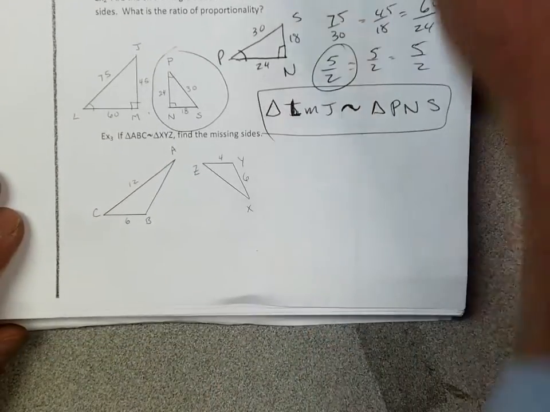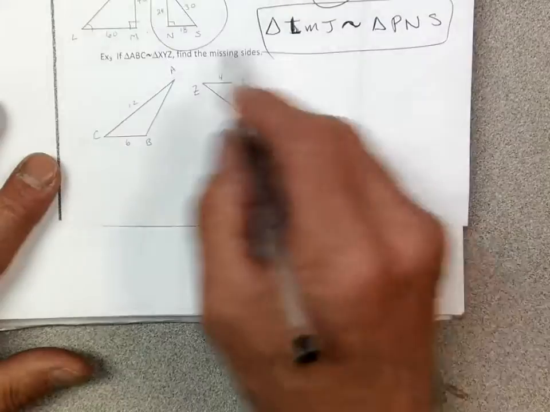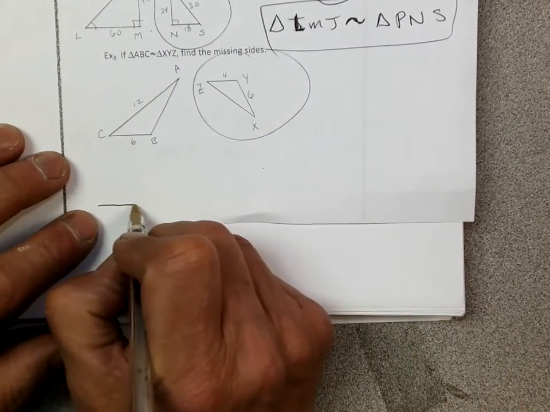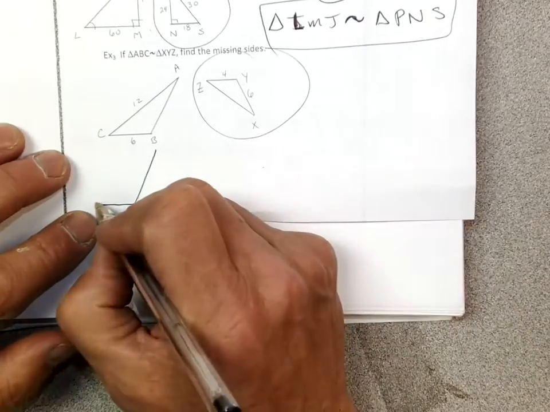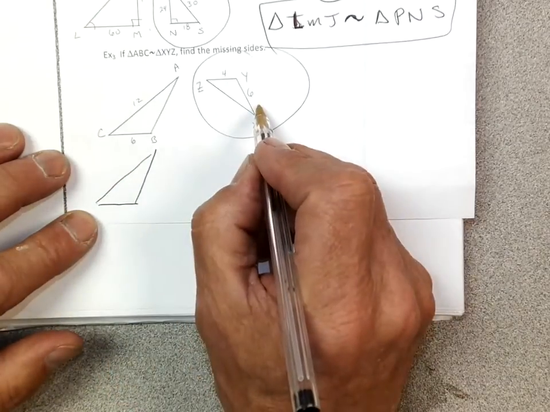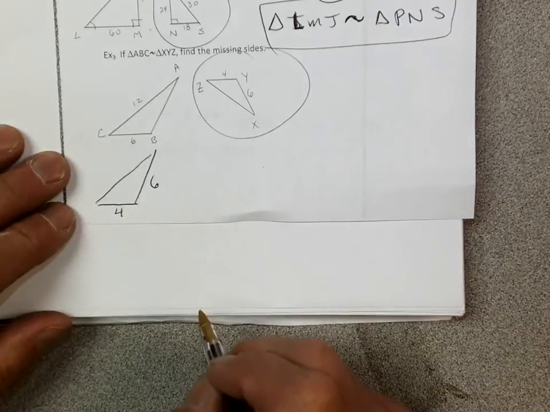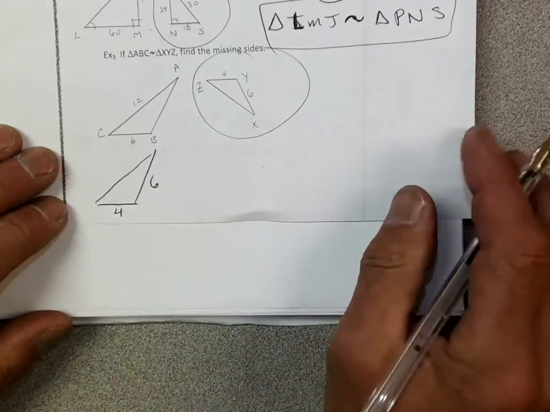Okay, example 3. Find the missing side. First of all, let me turn this one around because it's kind of confusing. But I'm going to write it right down here so I can see it, okay? So the 6 would have to be that one, right? And the 4 would go there, okay? So find the missing sides.